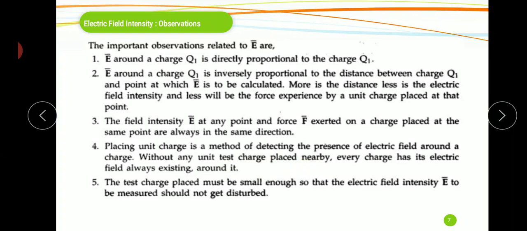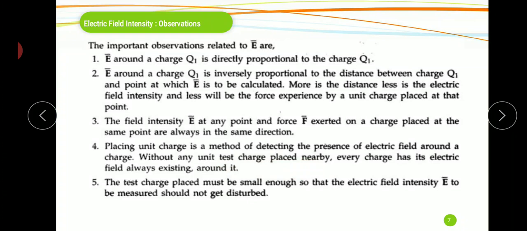So whenever we place a unit positive charge in the electric field, the force experienced by that unit positive charge at that point gives the electric field intensity. That means the electric field intensity is expressed with the help of a unit positive charge placed in that electric field. Otherwise, we cannot find the electric field intensity of the positive charge. So that is very important. That means the test charge is very important here.